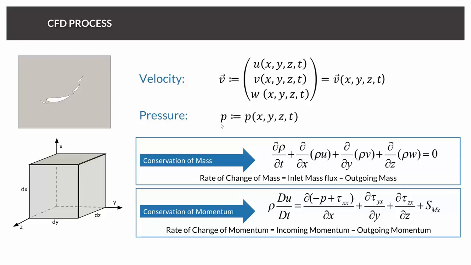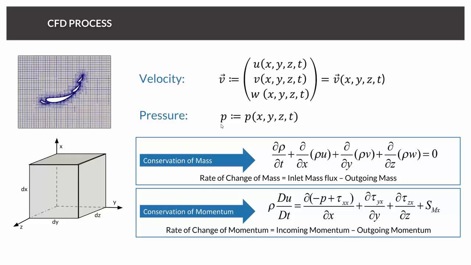In the very simple case, we just need conservation of mass and momentum if we assume that it's an isothermal flow. And the idea of the Navier-Stokes equation is nothing more or less than that the rate of mass change inside the cell is equivalent to the inlet mass flux minus the outgoing mass flux, the outlet mass flux, and actually the same for the momentum.